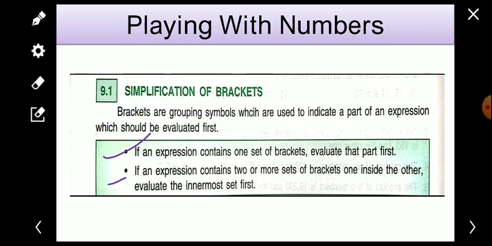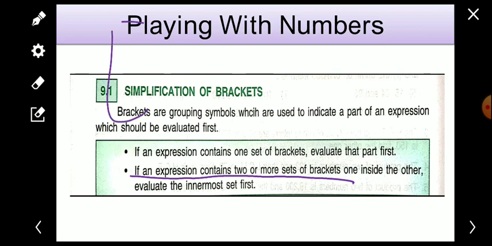So what are the points? If an expression contains one set of brackets, evaluate that part first. Okay, means brackets should be evaluated first, that should be solved first. If an expression contains two or more sets of brackets, one inside the other, then evaluate the innermost set first. Suppose this type will be there.